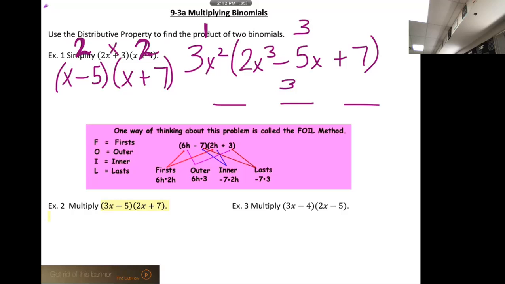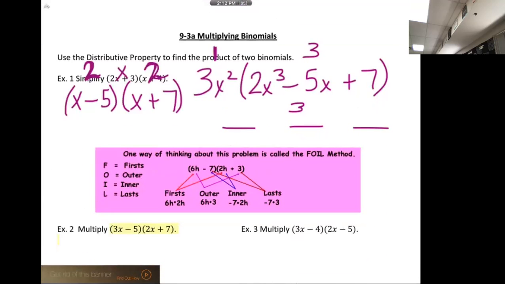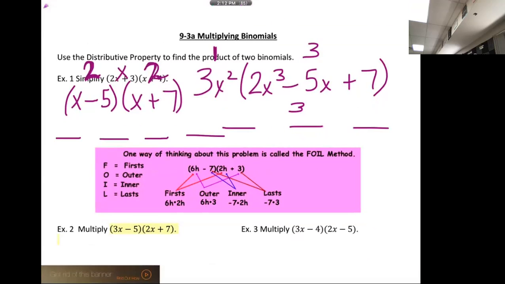Two times two: a binomial, which is two terms, times another binomial, which is two terms, actually gives us 4 terms, because 2 times 2 gives us 4. If there were 3 terms and 2 terms, it would actually be 6, because it'd be 3 times 2.